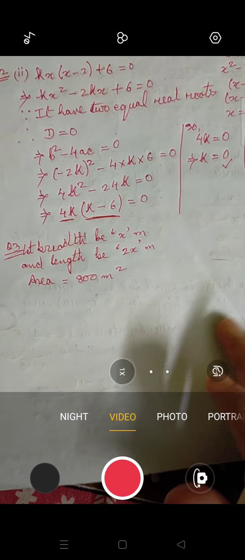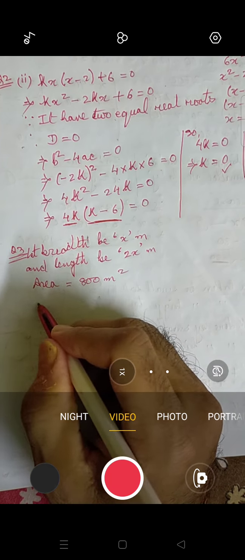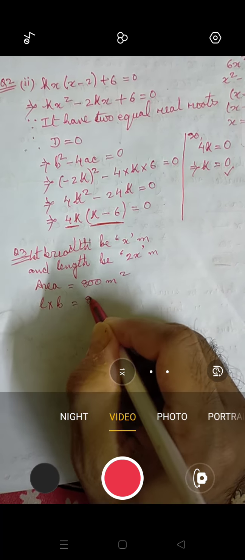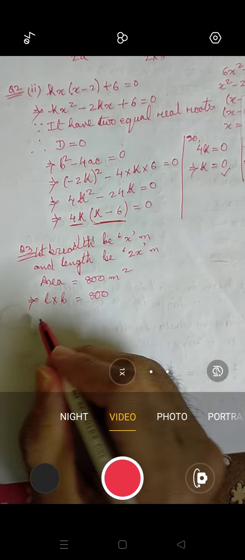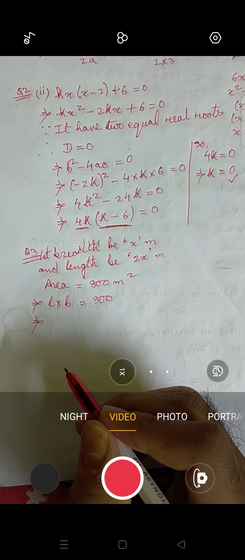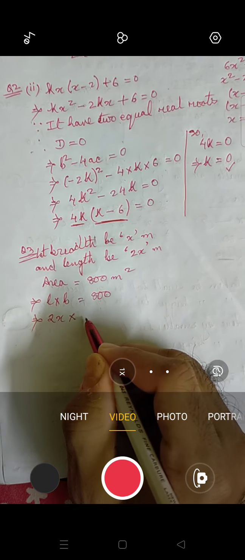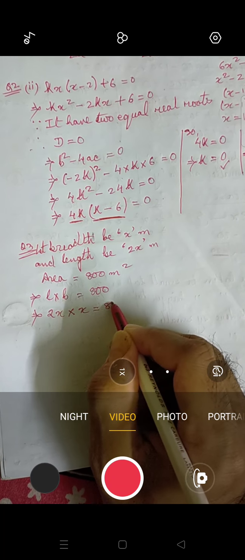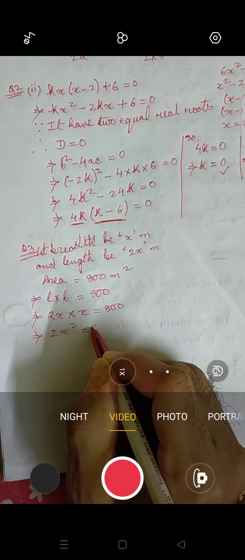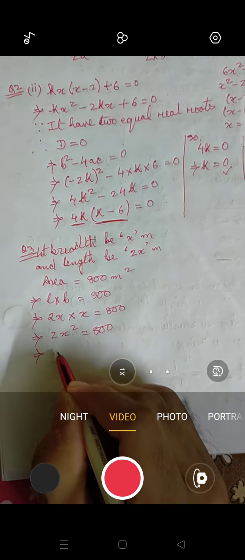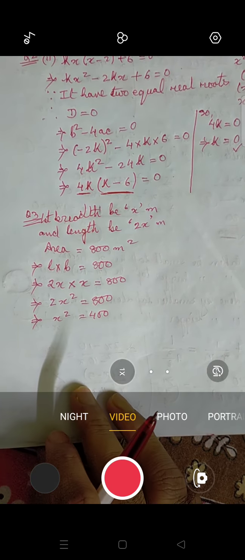Okay, now this is a rectangle. So area of a rectangle is length into breadth equals to 800. Now length is what? 2x and breadth is x. So 2x into x equals to 800. Now this can be written as 2x square equals to 800. Now this can be written as x square equals to 400.